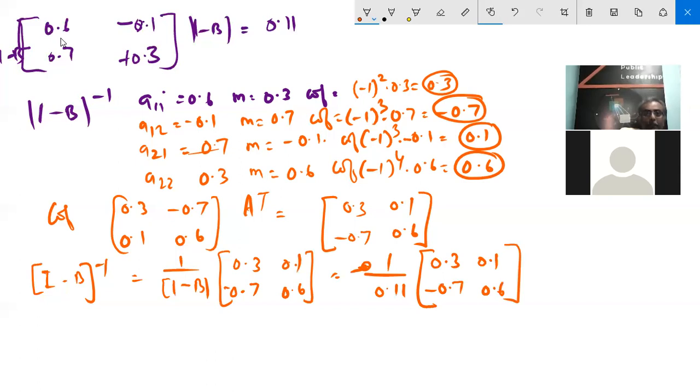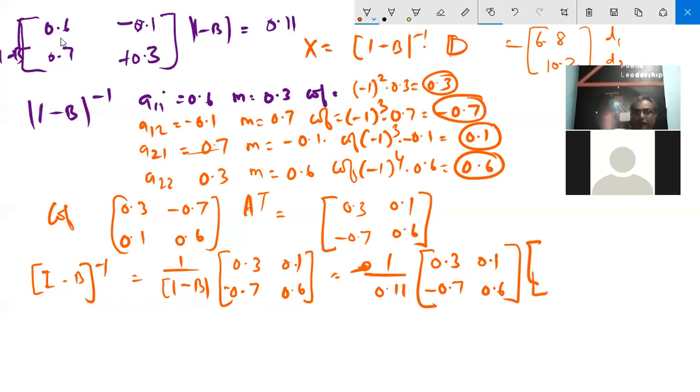So what we told, X equal to I minus B inverse into D matrix. Okay. Now what is D matrix? That is the final demand required. The final demand required is 6.8 and 10.2. This is D matrix, D1 and D2. Okay, so you have to multiply that by 6.8 and 10.2.